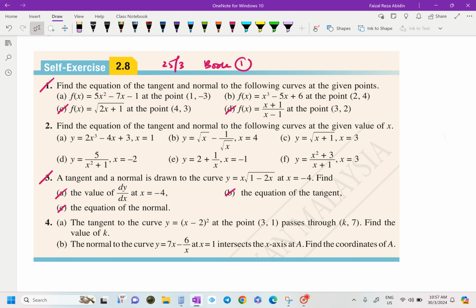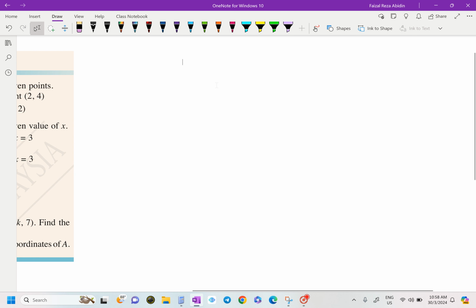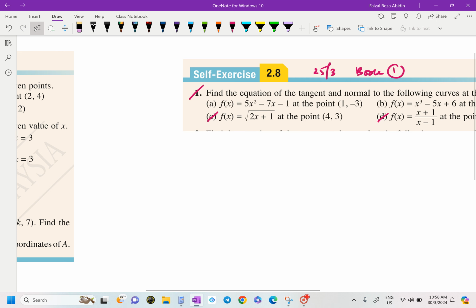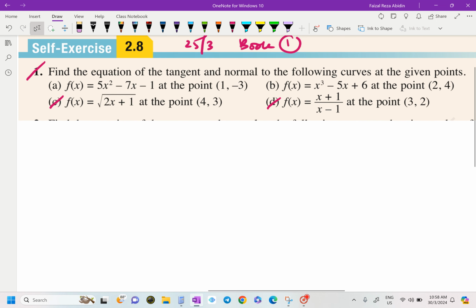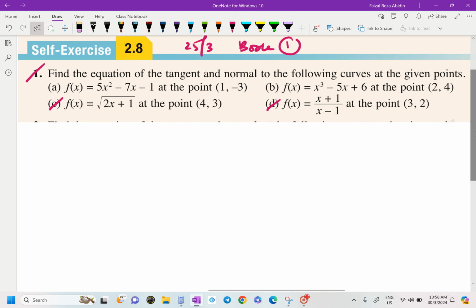So we are going to look at our self exercise 2.8 for the Form 5 additional mathematics. I gave you questions number 1, C, D, and number 3, A, B, C. So we are going to do the first one over here, which is our first question. Number 1, find the equation of the tangent and normal to the following curve at the given points.